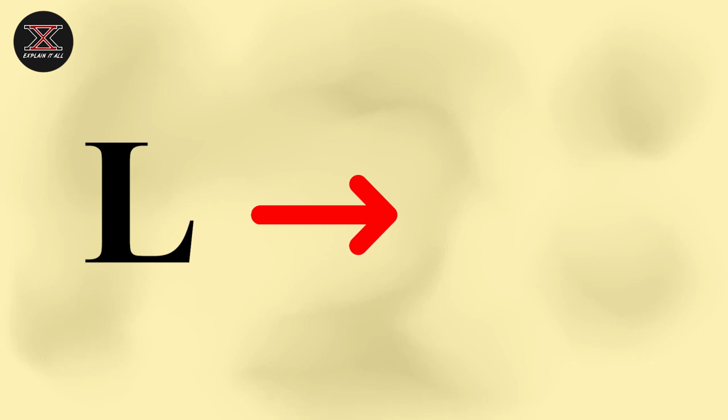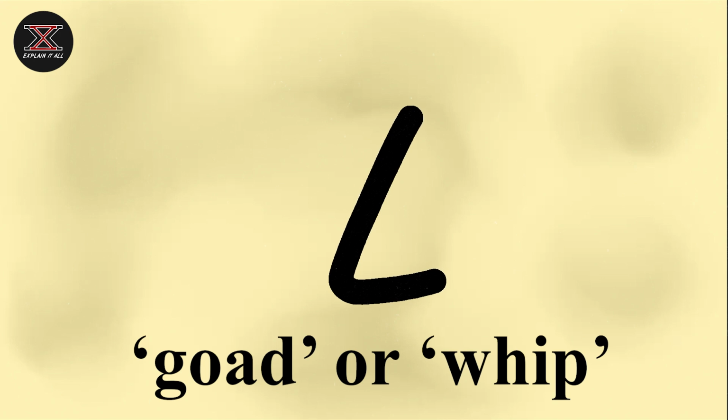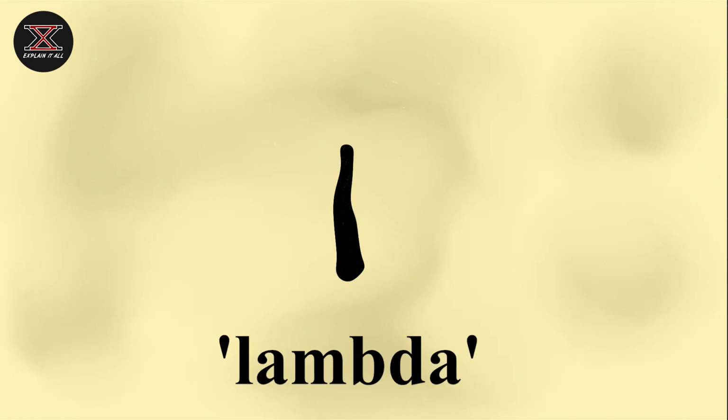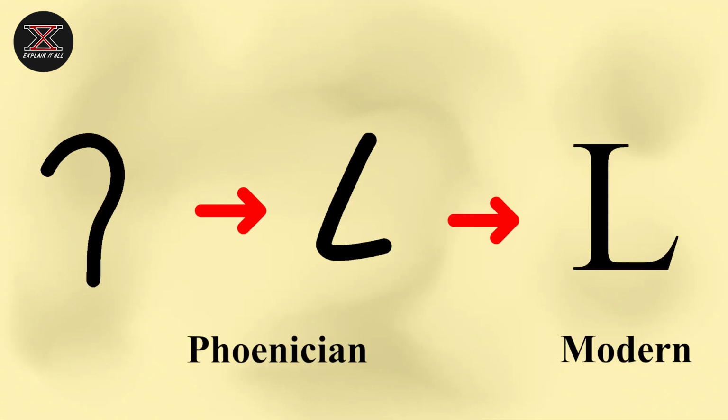L has its origins in the Phoenician lamed, meaning goad or whip. The Greeks transformed it into lambda, and it became L in the Latin alphabet. The letter has preserved its basic form, symbolizing guidance or direction.